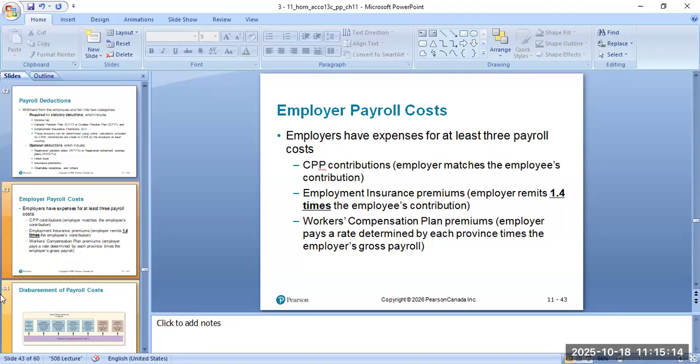Plus, the employer has to pay the workers' compensation plan. So what will be the cost for the employer? That will be the base salary or the gross salary, plus the Canada Pension Plan contribution, plus the employment insurance premium, 1.4 for every dollar the employee contributes, plus the workers' compensation premium that the employer has to pay.